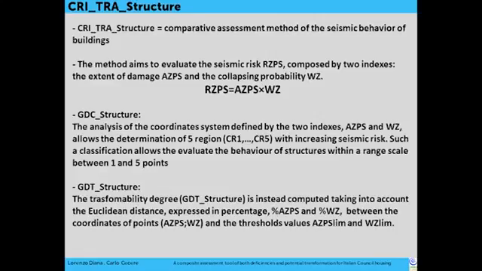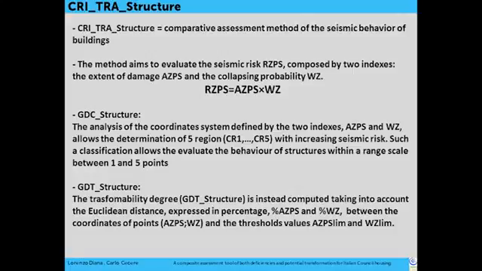The macro-layer CRITRA structure provides a comparative assessment method of the seismic behavior of buildings. By a set of indicators, the method aims to evaluate the seismic risk, RZPS, composed of two indexes: the extent of damage, AZPS, and the collapsing probability, WZ. We propose to analyze the coordinate system defined by the two indexes, AZPS and WZ, in order to determine 5 regions with increasing seismic risk, allowing the definition of GDC structure.